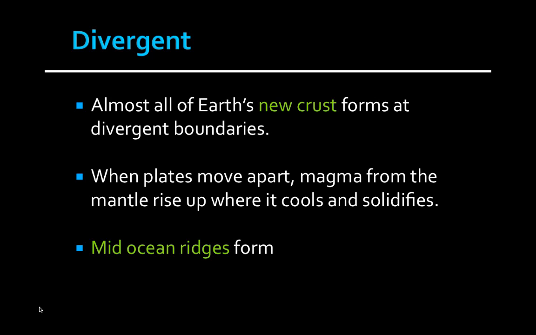The first is divergent. Almost all of the Earth's new crust forms at these boundaries. Just like we discussed during seafloor spreading, when plates move apart, magma from deep in the mantle rises up to fill in the gap. Once it pushes up to the surface of the crust, it cools and solidifies. At divergent plate boundaries, mid-ocean ridges form.